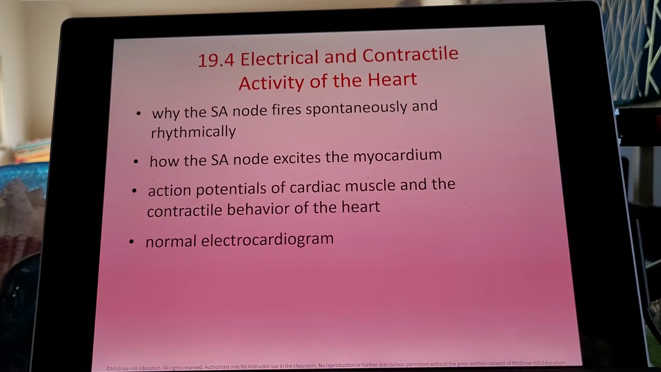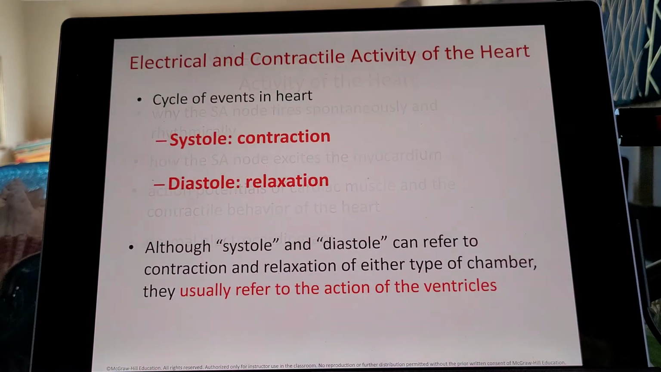All right, let's talk about these action potentials, focusing on the SA node and then moving through that heart muscle. Again, when we talk about systole and diastole, we really are focusing on the ventricles. Systole is contraction, and diastole, as in dilating, is muscle relaxation.